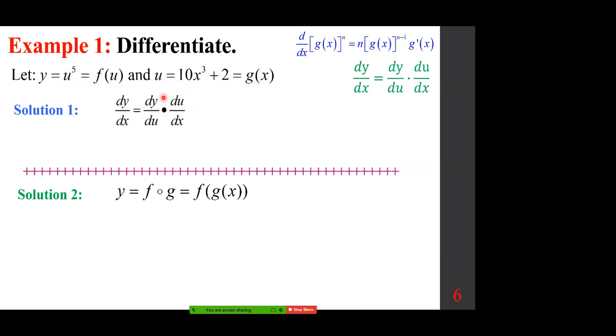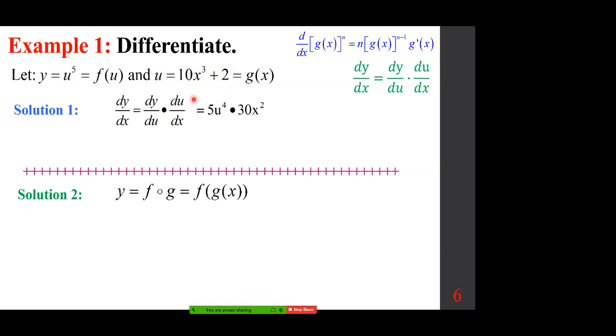So let's go back to this. dy du. Remember, y is a function of u. So what is the derivative here? 5 u to the power of 4 times du dx. Look at u, the g function, which is 10x cubed plus 2. So differentiate this. So times 30x squared.